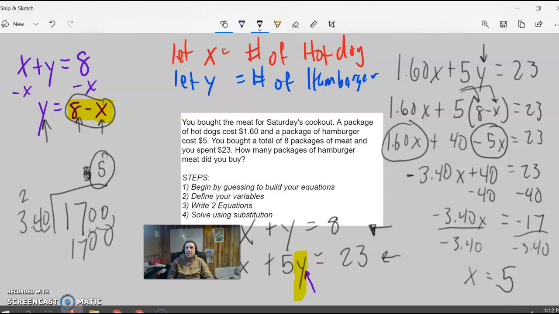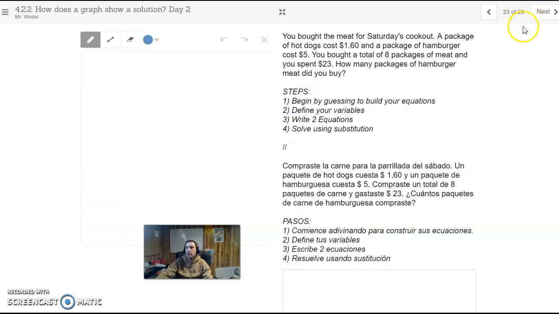If I know x is 5, I go to my next equation. X plus y has to be 8. So if x is 5, y has to be 3. And so I have 5 sets of hot dogs, 3 sets of hamburgers. I can write that as the ordered pair 5, 3. And you have just solved the number of hot dogs, and now you can save the picnic, right?